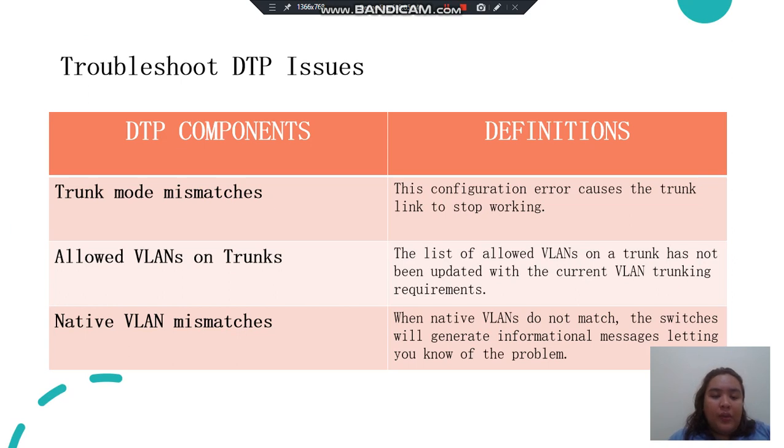So, troubleshoot DTP issues. The DTP components are trunk mode mismatches, which means a configuration error causes the trunk link to stop working. Allowed VLANs on trunks: the list of allowed VLANs on the trunk has not been updated with the current VLAN trunking requirements. Native VLAN mismatch: if these do not match, the switches will generate informational messages letting you know of the problem.